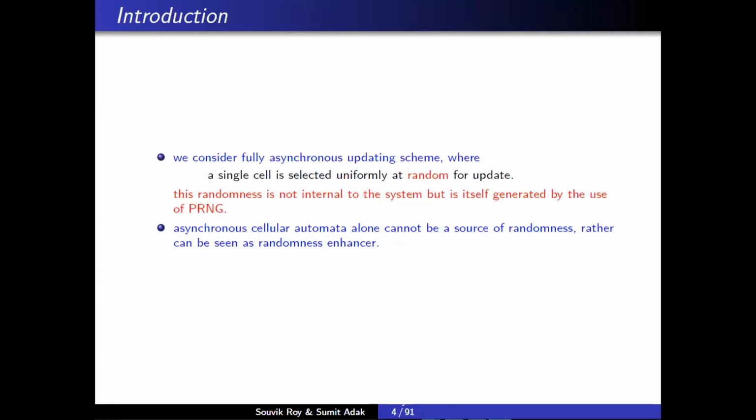Therefore, we think that an asynchronous cellular automaton is not a random number generator but a randomness enhancer. For the randomness of selecting one particular cell, we use some source of randomness. Let's see what happens if we use a bad randomness generator as the source of this randomness and evolve the cellular automata system. It may be capable of increasing the randomness quality of this bad generator in terms of some testing parameters. That's the target of the study.